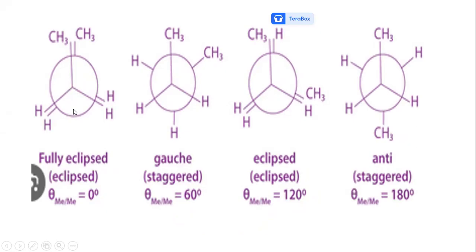This is fully eclipsed, where the bulky groups are near. Gauche, that is a 60 degree difference between the bulky groups. Eclipsed, where the small and bulky groups are near, and anti, this is 180 degrees between the bulky groups.